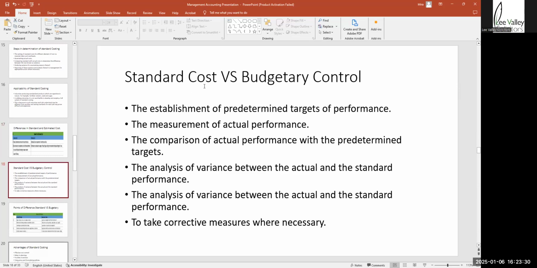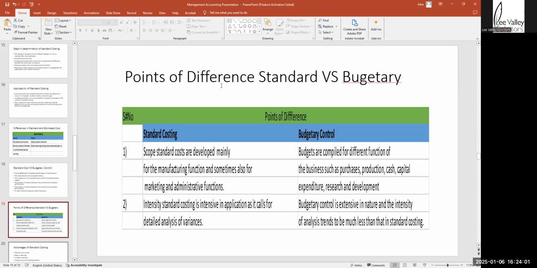The next is standard cost versus budgetary control. The establishment of predetermined target of performance, measurement of actual performance, the comparison of actual performance with the predetermined target, the analysis of variance between actual and standard performance to take corrective measures where necessary. Now the points of difference, standard versus budgetary control. These are given in the table, the two differences.